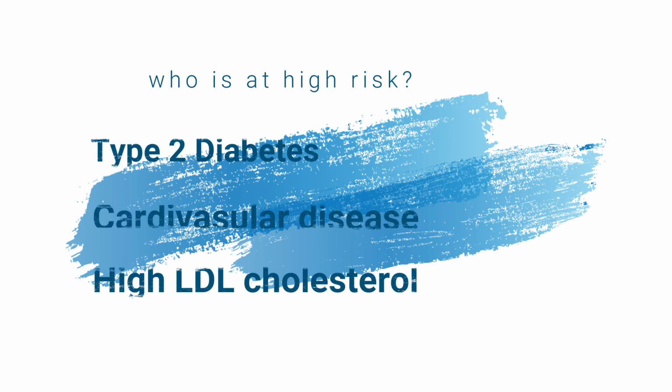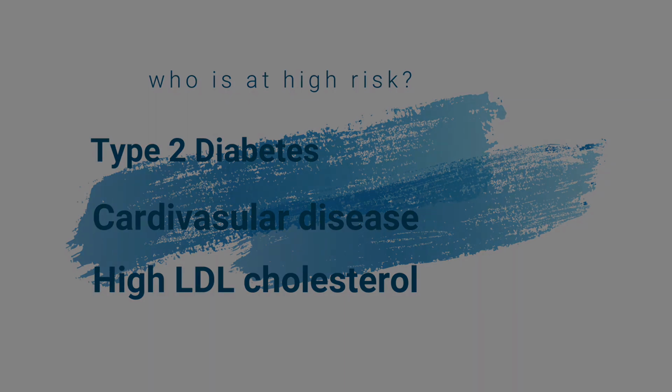So it's important to know if you are at high risk for developing osteoarthritis. We really don't have pain until it gets pretty severe. So you're going to have an underlying osteoarthritis until that pain eventually comes on. We know that 60% of people that have type 2 diabetes have osteoarthritis. Cardiovascular disease and anybody that has high LDL cholesterol is at high risk.